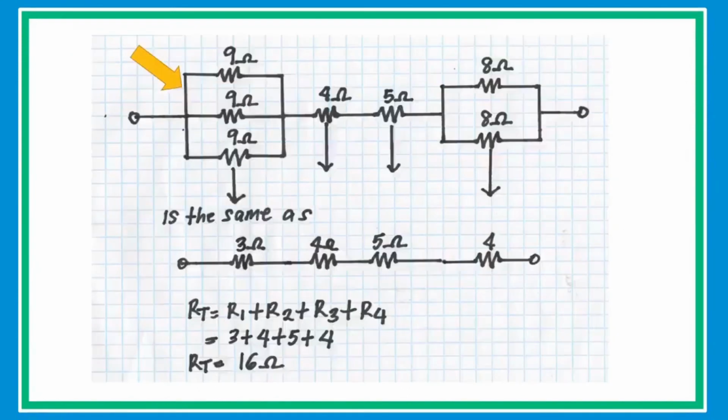Add R3, which is 15, to have an equivalent resistance of 20 ohms. Our next example looks like it's hard, but to be honest with you, this is very simple with a few tricks and techniques.